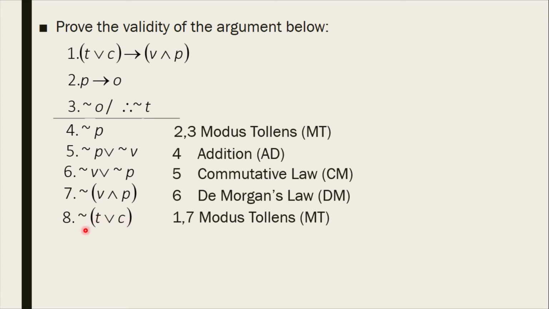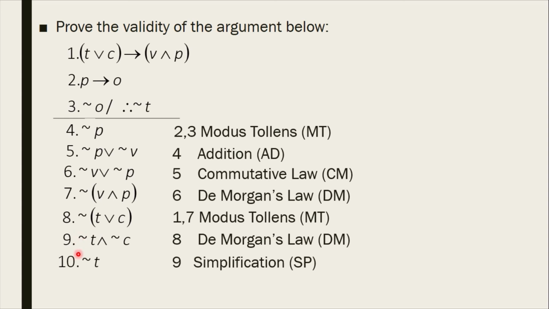So in order for us to arrive at not T, we'll have to use De Morgan's law on number 8, so that we'll have a negation of the two constituent parts and they are conjoined. Since we have a conjunction, then we can get not T using simplification. So since we arrive at our conclusion, then the argument is valid.